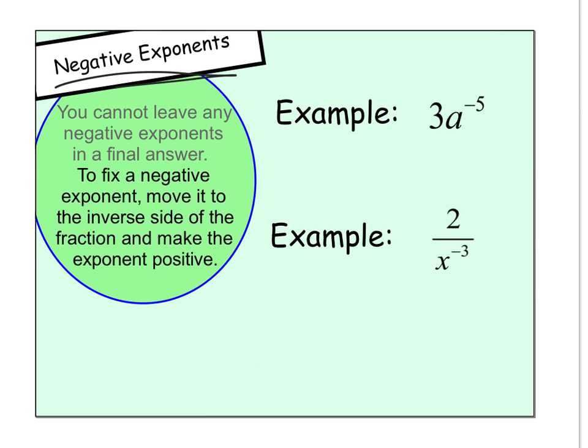So negative exponents. Negative exponents just mean flip it. Okay? Flip where it is. If it's in the bottom, move it to the top. If it's in the top, move it to the bottom. And when you do that, you make the exponent positive.